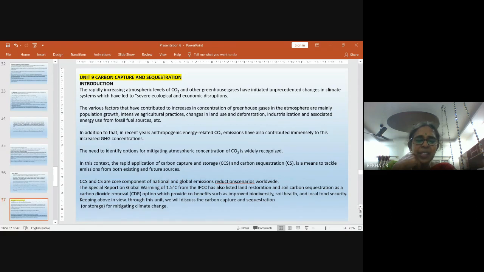So in this context, the rapid application of carbon capture and storage and carbon sequestration is a means to tackle emissions from both existing and future sources. CCS, that is carbon capture and storage, and carbon sequestration, are the core component of national and global emission reduction scenarios worldwide.